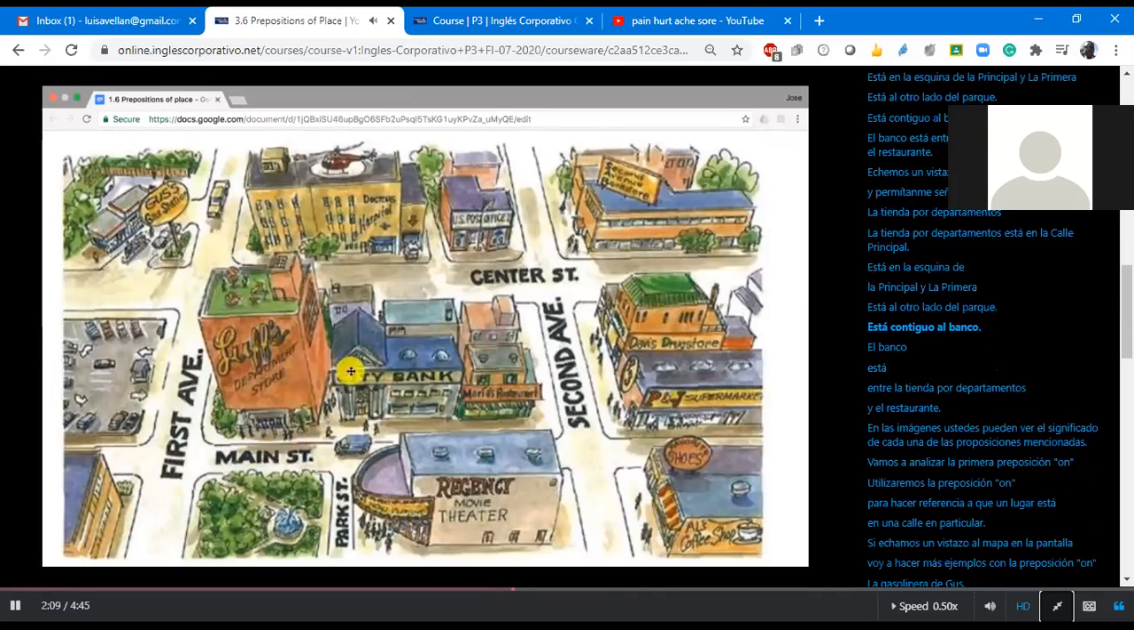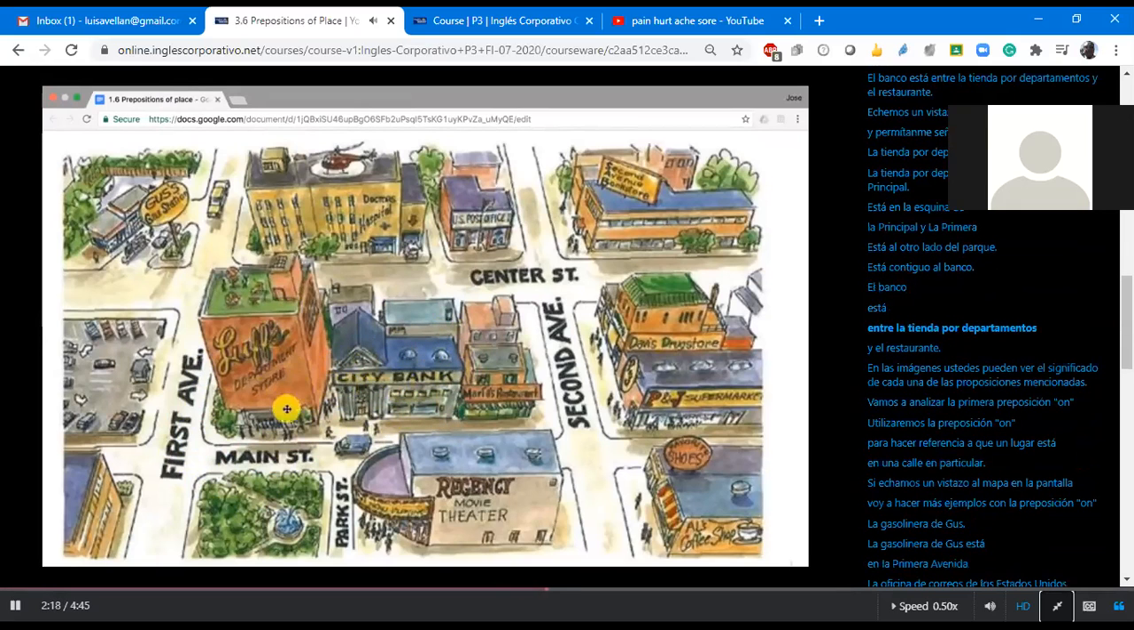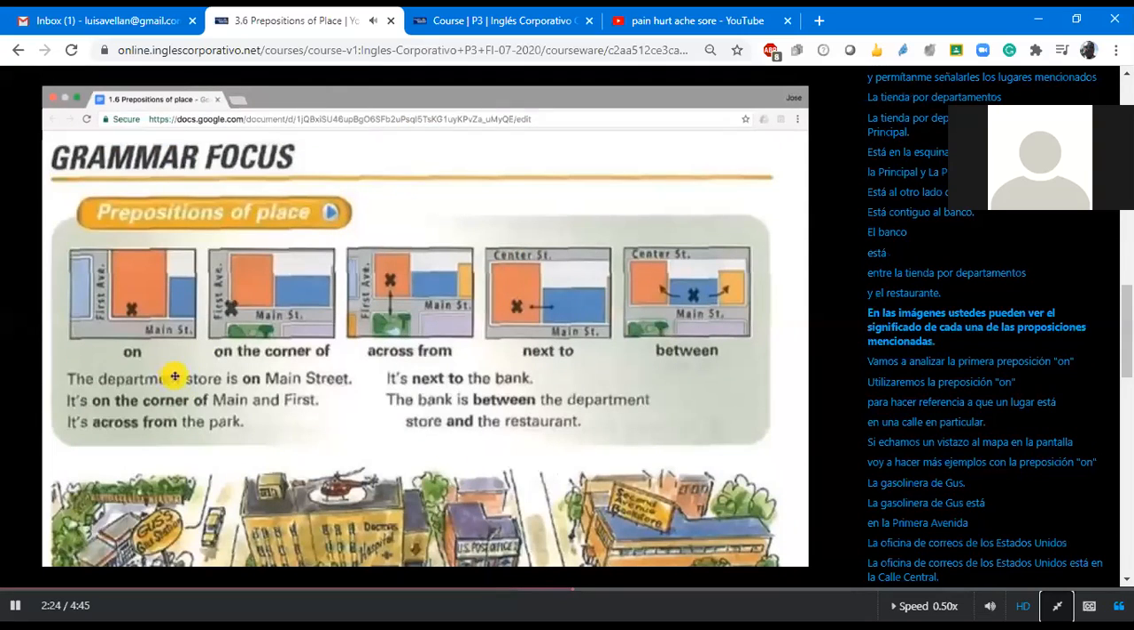It's next to the bank. The bank is between the department store and the restaurant. On the images, you can see the meaning of each preposition.